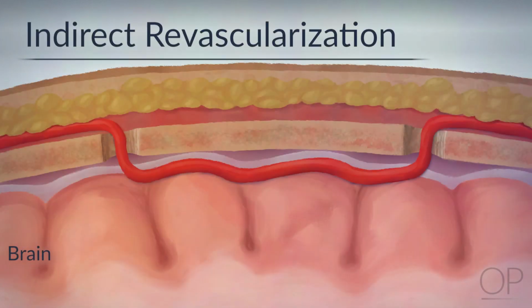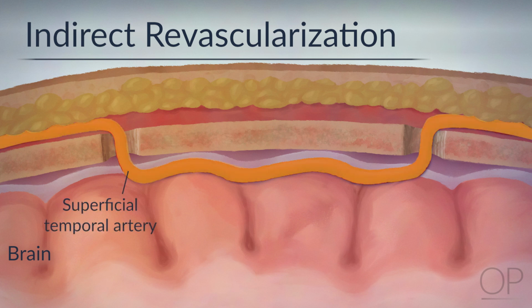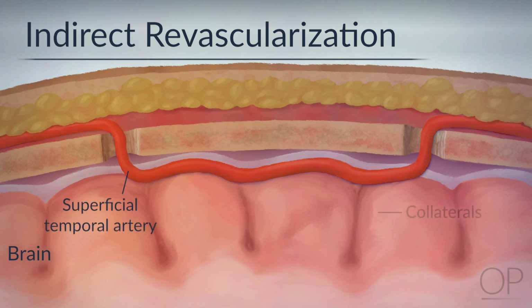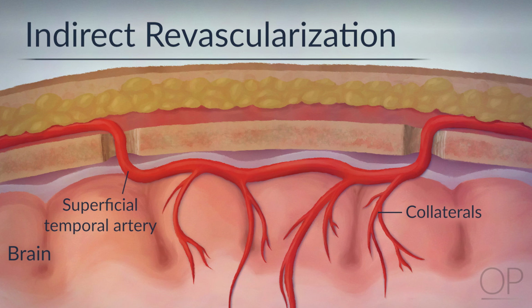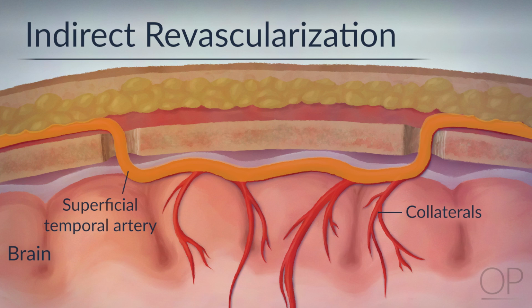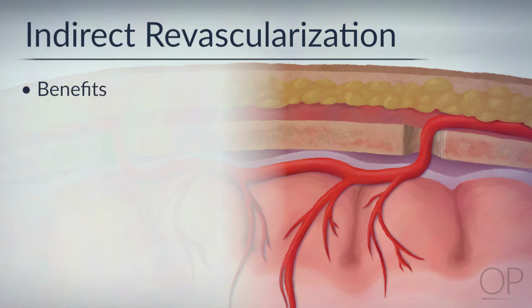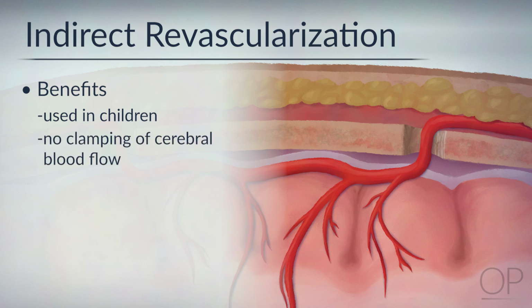Indirect revascularization involves placing vascularized tissue or a blood vessel in direct contact with the brain, causing collateral development to supply the cerebrum. The vascularized tissue's blood supply comes from the external carotid artery. The blood vessel commonly used for this technique is the superficial temporal artery. The benefit of this technique is that it can be used in children, doesn't require clamping off any cerebral blood flow, and has been shown to significantly reduce stroke over time.